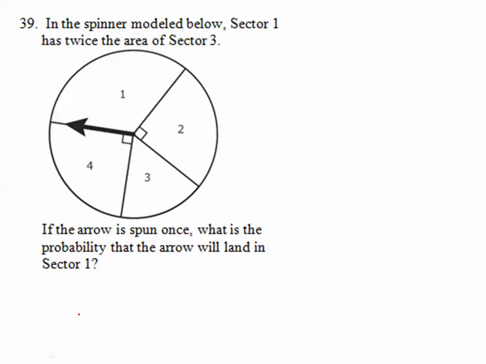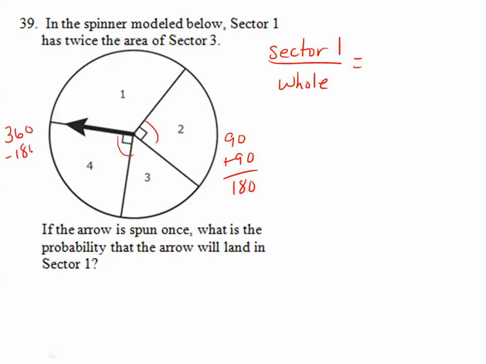In the spinner modeled below, sector 1 has twice the area of sector 3. If the spinner is spun once, what is the probability that the arrow will land in sector 1? So to find the probability, we're going to find the area of sector 1 over the portion of the whole thing. So part over whole. So if I have 90 degrees here and 90 degrees here, that's 180 degrees. The entire circle is 360. So 360 minus the 180 gives me another 180 degrees to go here and here.